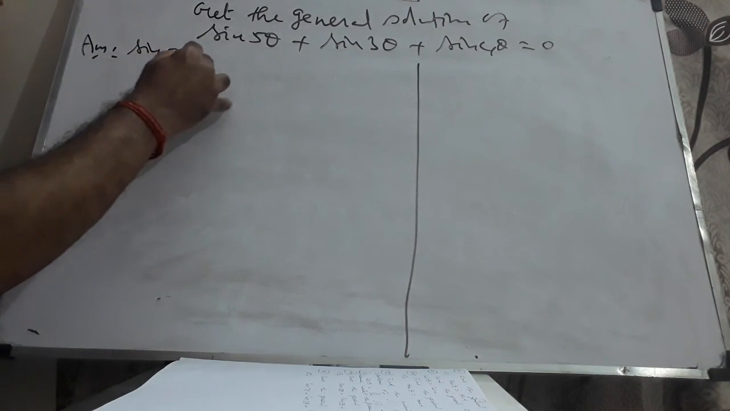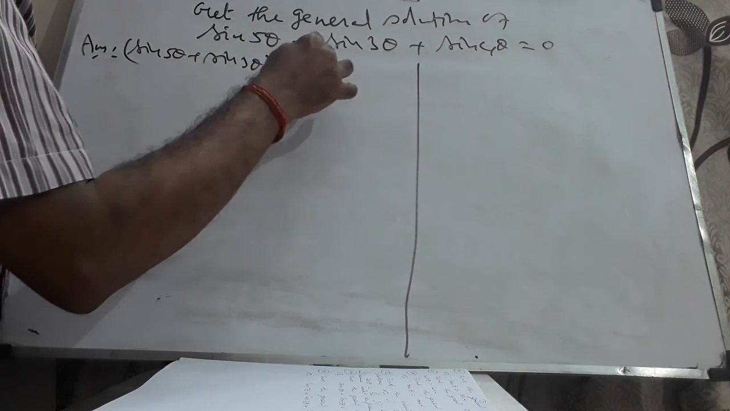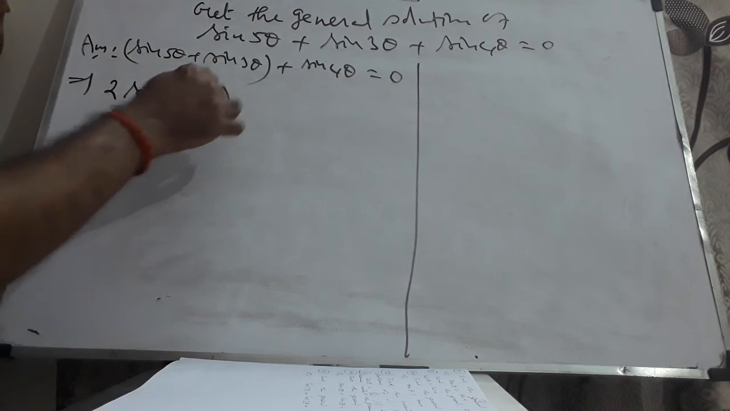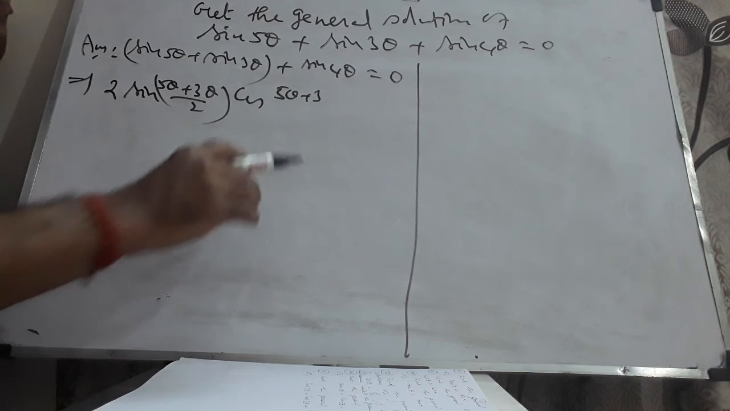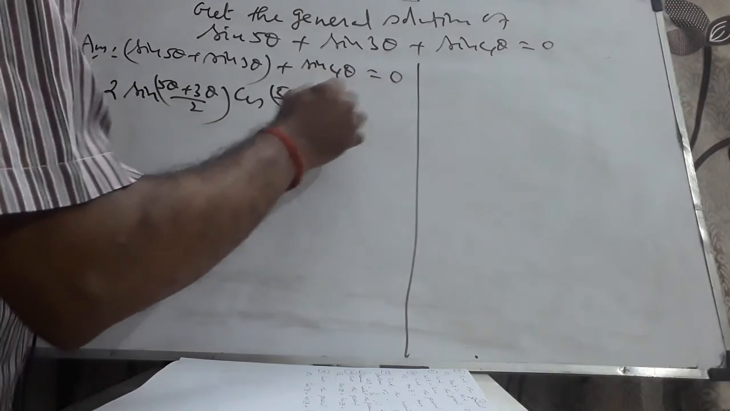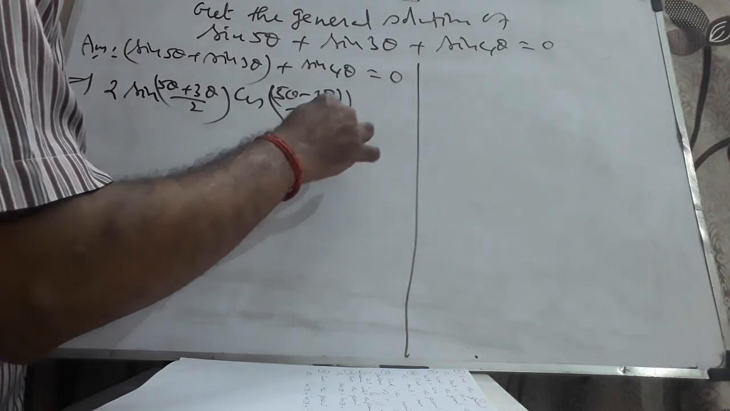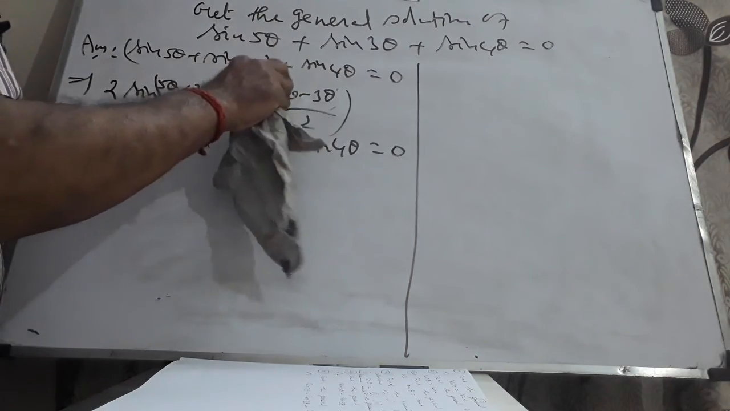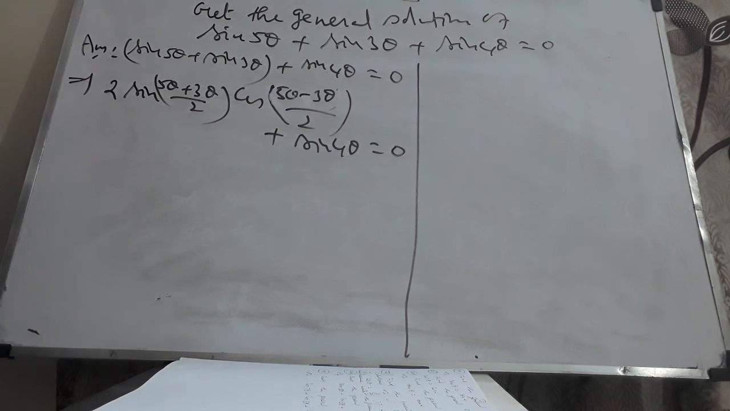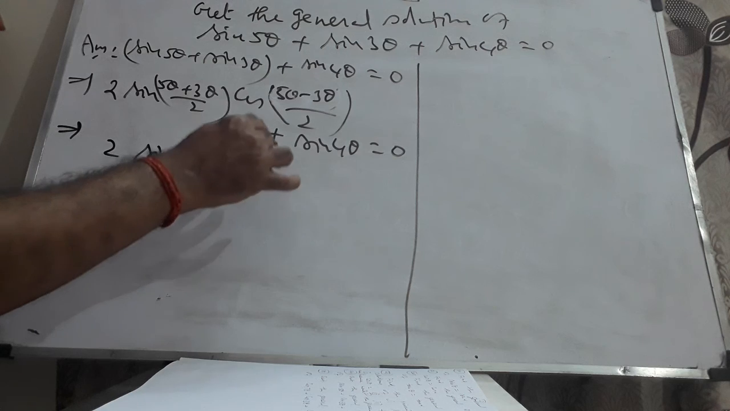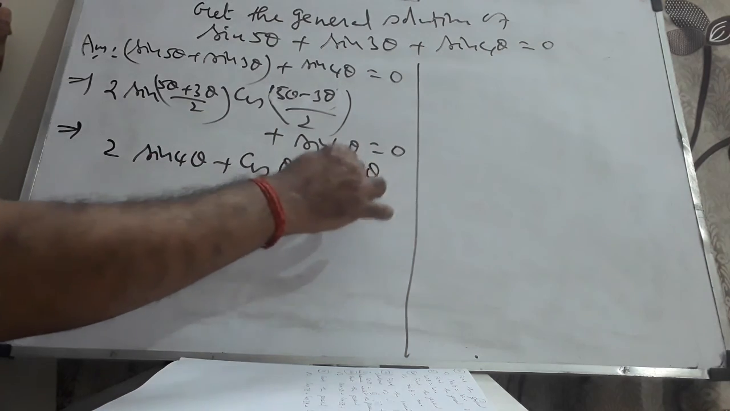Just listen carefully. Sine 5 theta plus sine 3 theta plus sine 4 theta is equal to 0, which implies 2 sine (5 theta plus 3 theta)/2, cos (5 theta minus 3 theta)/2, plus sine 4 theta is equal to 0. Now, because of the rule sine C plus sine D, which will automatically imply 2 sine 4 theta cos theta plus sine 4 theta is equal to 0.